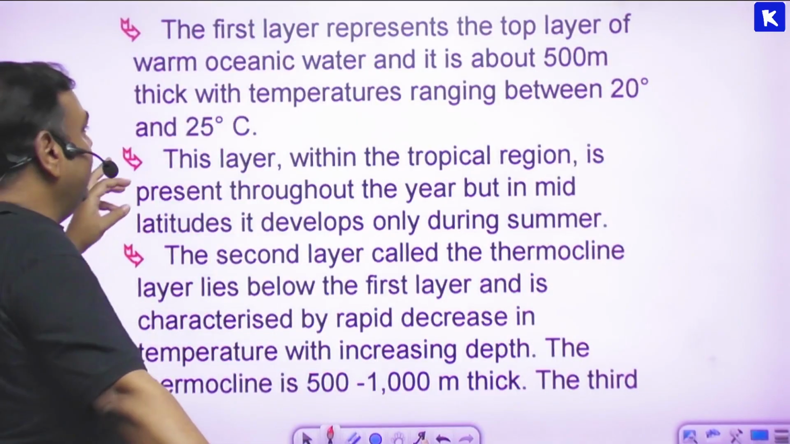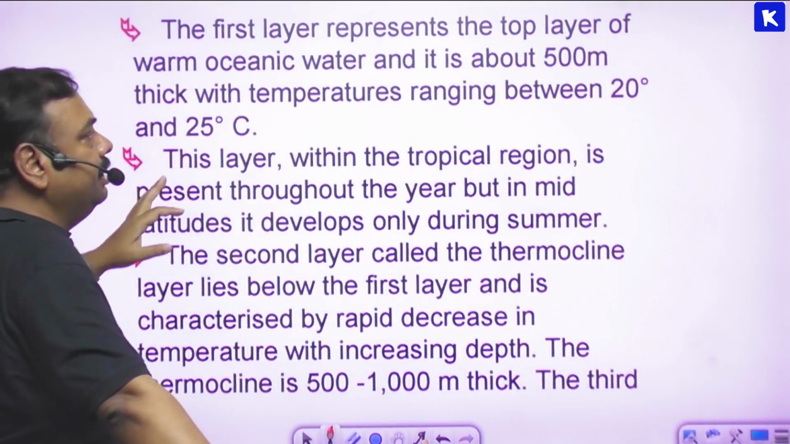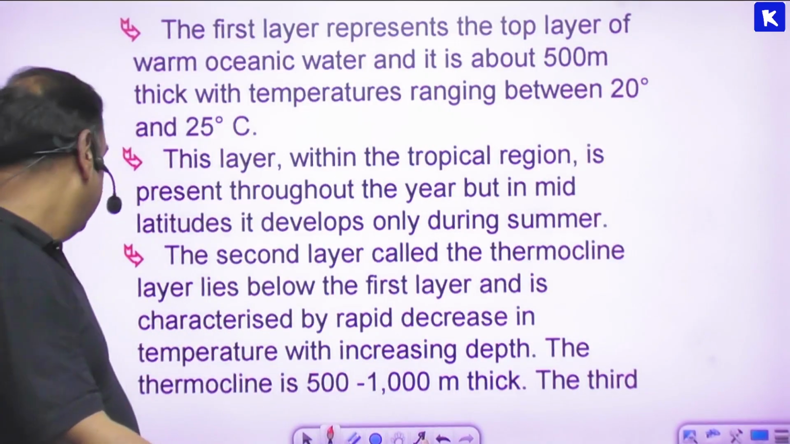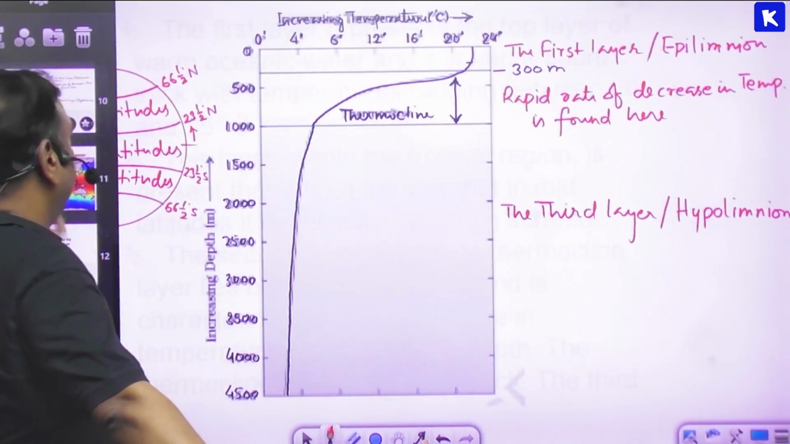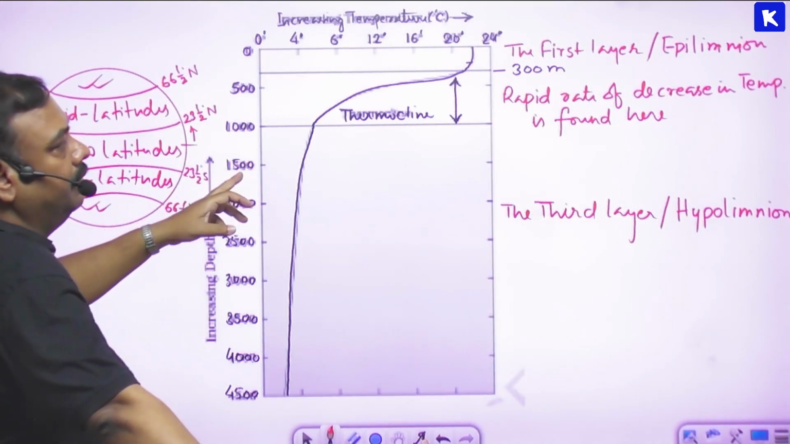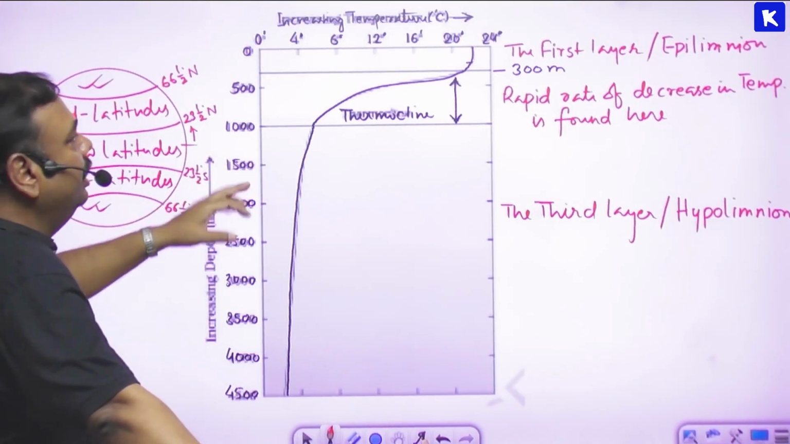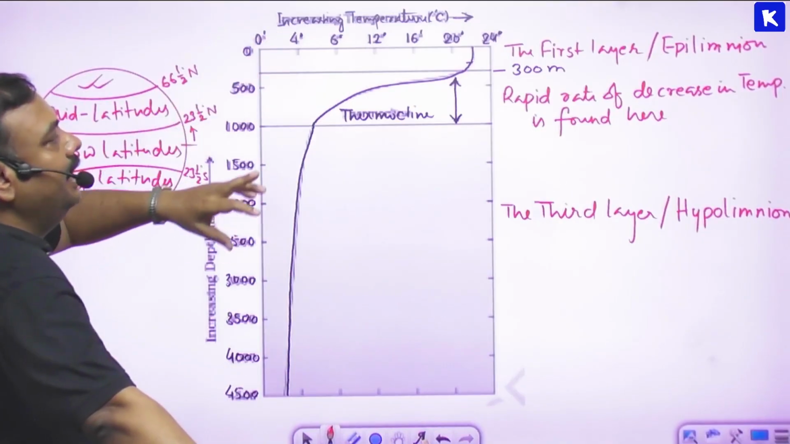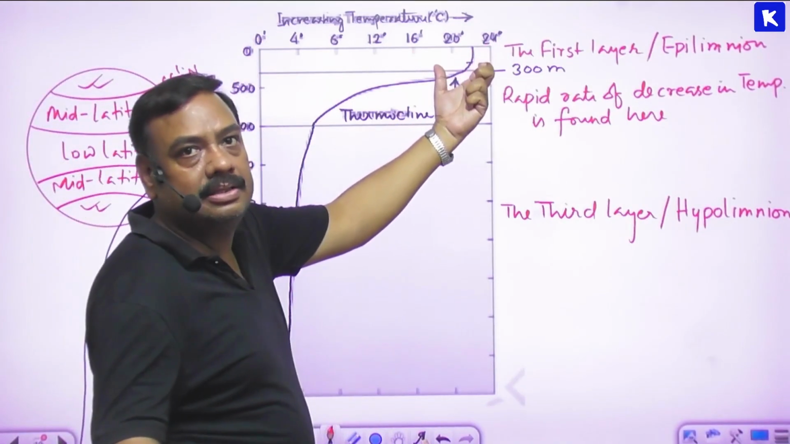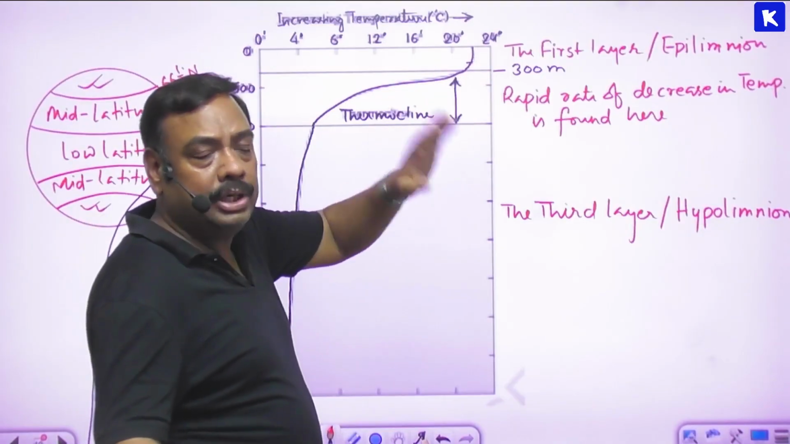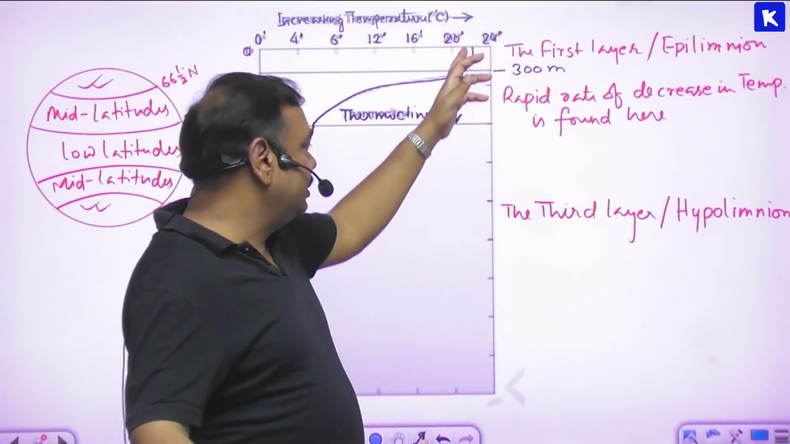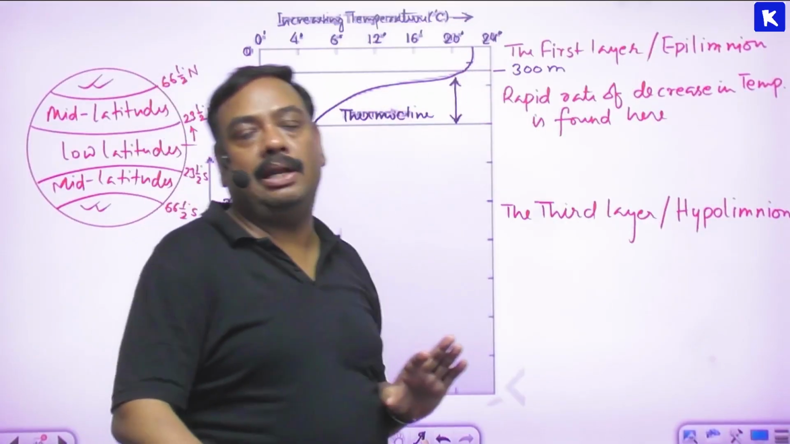But further it is written that the first layer represents the top layer of the warm oceanic water, and it is about 500 meters thick with temperatures ranging between 20 degrees Celsius and 25 degrees Celsius. With the diagram, if you observe, so here in the first layer you can find that the temperature is found between 25 degrees Celsius and 20 degrees Celsius, right? Ocean to ocean it gets changed. What is taken here is the average value, right?